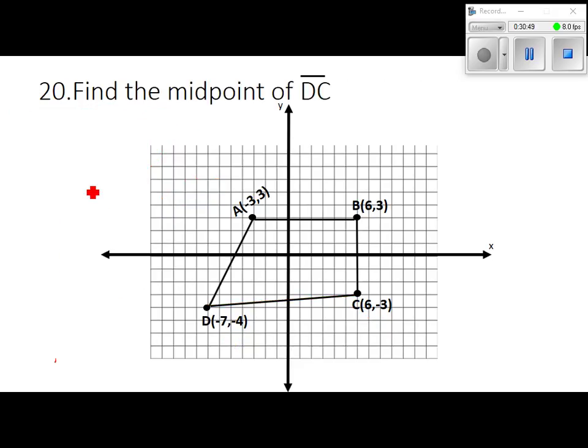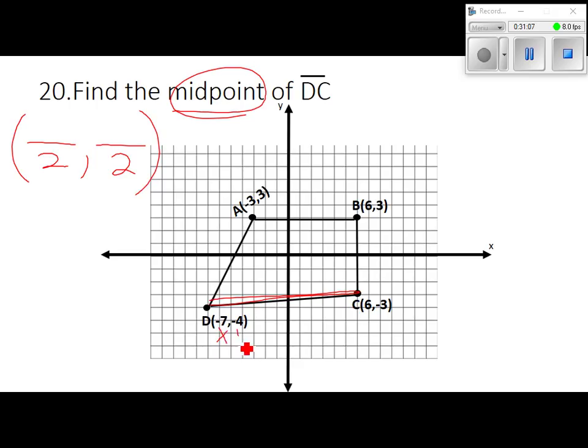Next one, find the midpoint of segment DC. Well, if we're finding the midpoint, that means we're using the midpoint formula for DC. So we're going to set it up. It's always divided by 2. We take our x's, and again, if it helps you, put x there, y there, x there, y there. We got -7 plus 6 is our x's. -4 plus a -3 is our y's.